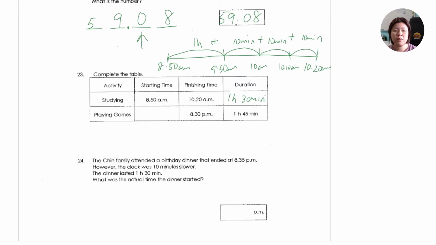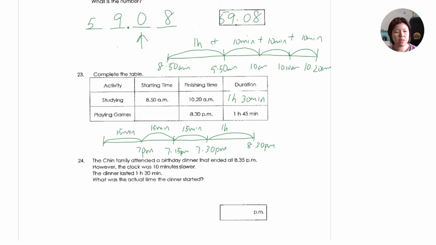Okay, let's move on to playing games. Okay, I need to find the starting time. So let's move on to 8:30 p.m. It's 1 hour 45. Let's move 1 hour backwards. 7:30 p.m. So we have 45 minutes more. Let's break small little parts. 15 minutes. 7:15 p.m. Another 15 minutes. 7 p.m. and another 15 minutes. It's 6:45 p.m.